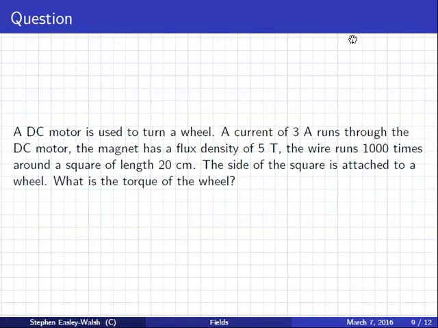Easy peasy? Well, not quite easy peasy. Next.